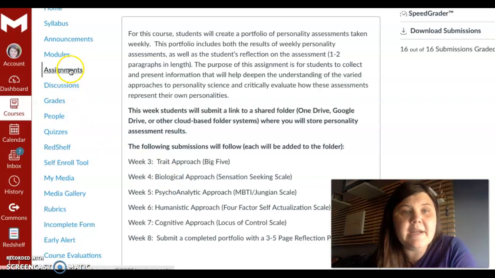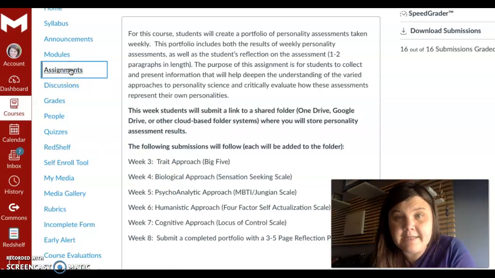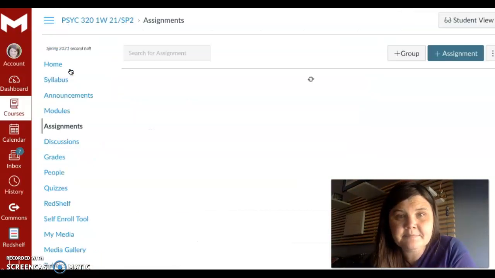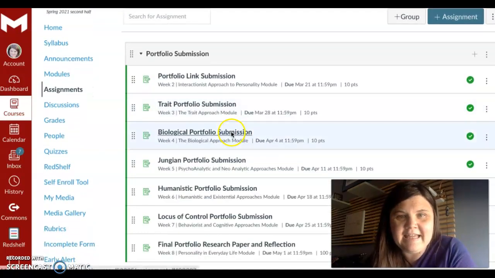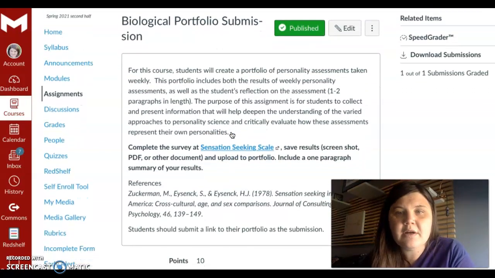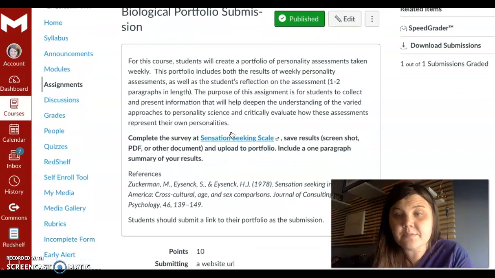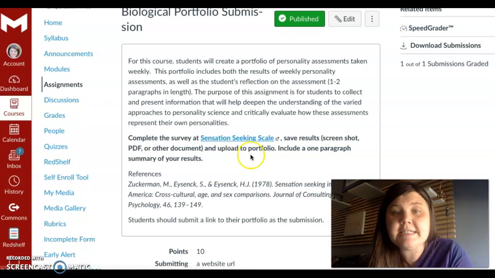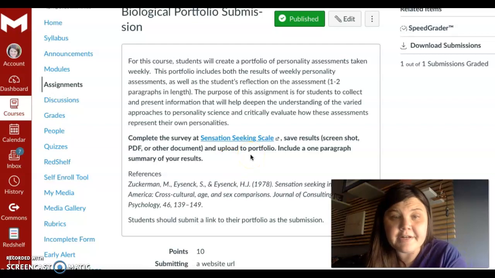That's fine. Okay, so we are going to go to assignments, maybe, and the biological portfolio submission. So for this week, you are taking a sensation-seeking scale. The sensation-seeking scale comes from the theories of Zuckerman and Eysenck, and your book does talk about this a little, but your Canvas page also does.